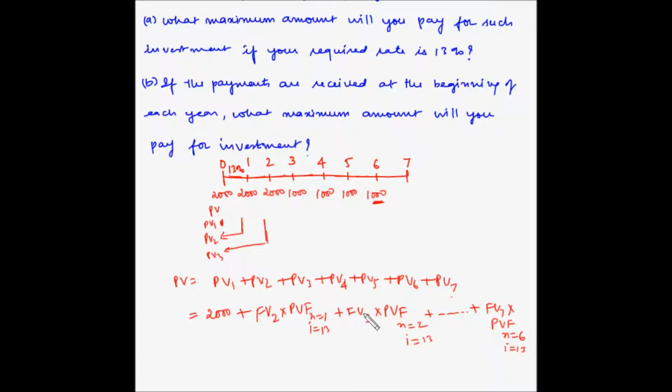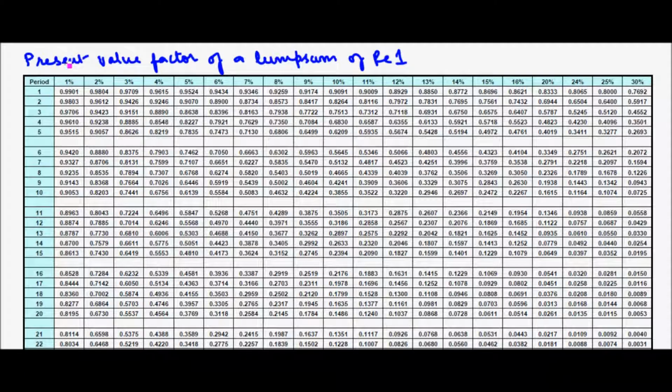So let us look at the present value factor table for a lump sum to get these values. Note that the last value of present value factor has n is 6 and I is 13. So this is the table for present value factor of a lump sum. Now the number of periods in our case is 6 and the rate of interest is 13%. So the present value factors for us are all of these. So let us use these values in our formula.